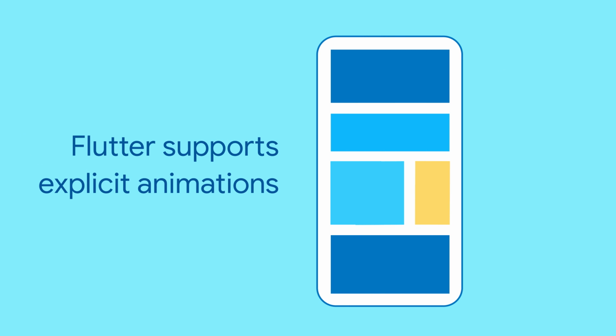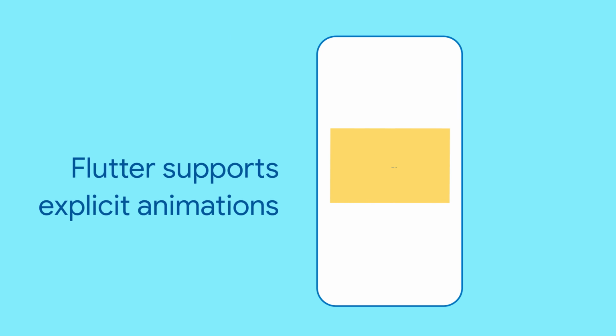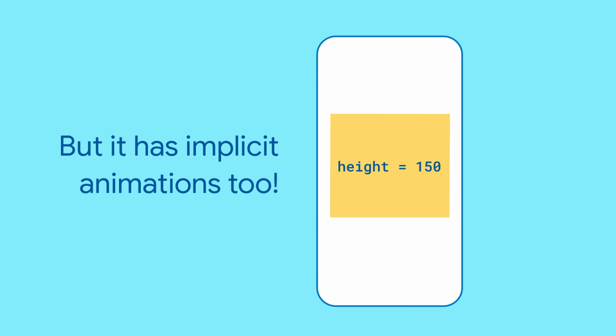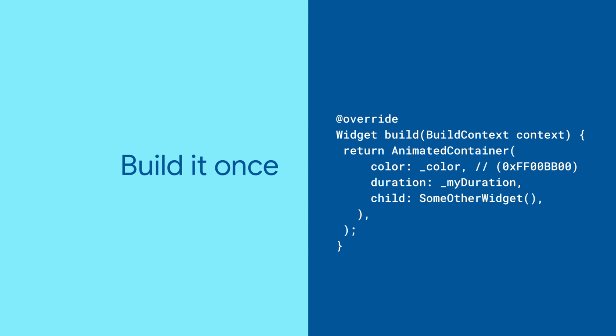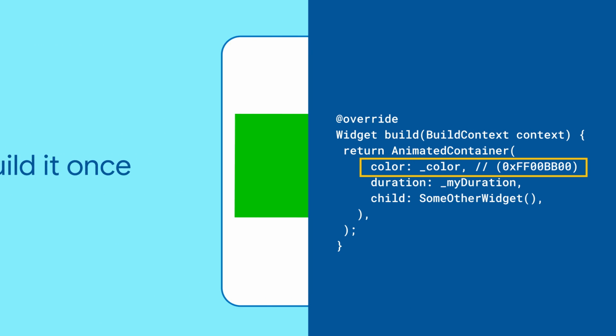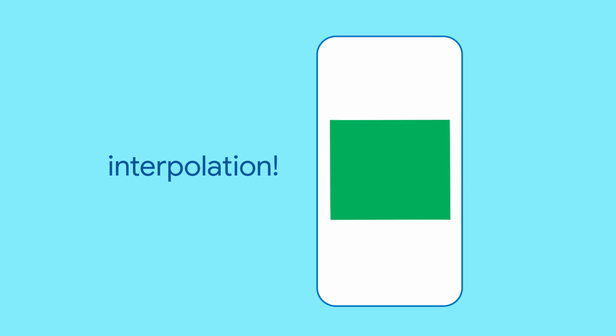Flutter has a lot of widgets to help with explicit animations, ones that you, the developer, code up. But there are also widgets for implicit animations, those that animate changes for you. A good one to know is AnimatedContainer. You can build it once with a particular attribute, like color, and when you rebuild it with a different value, say in response to a setState call, AnimatedContainer performs a linear interpolation between the two values.